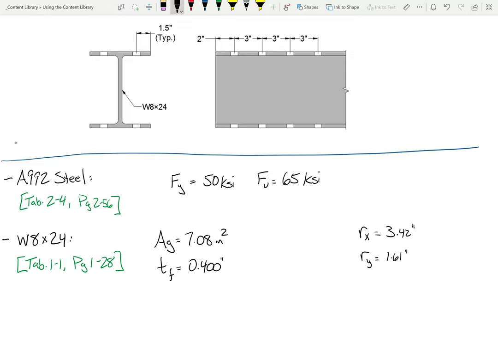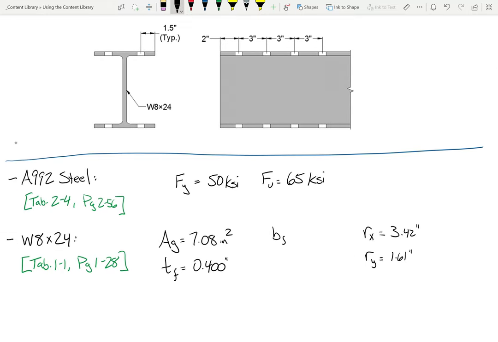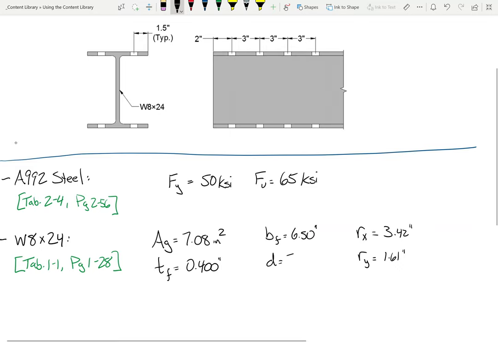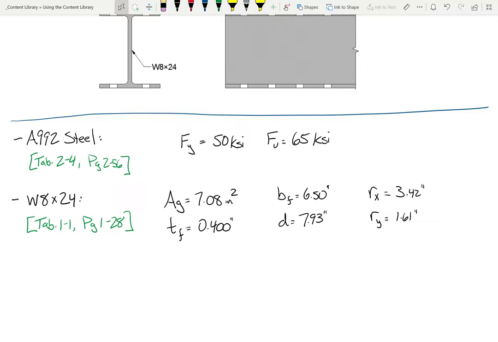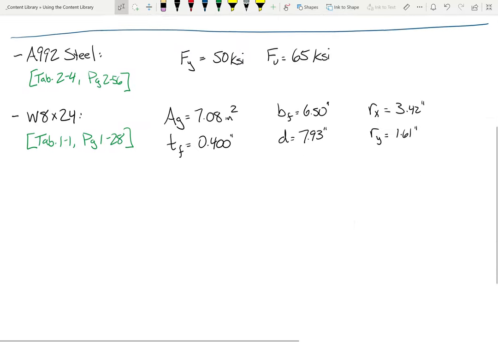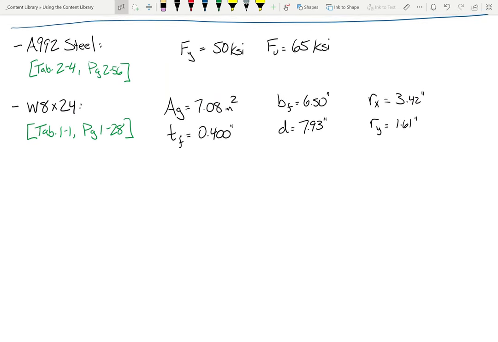Now, before we leave here, I'm going to peer into the crystal ball a little bit, okay? And I'm going to ask for two more quantities. I'm going to ask for the flange width and D. And I'm sure some of you are thinking, why is he asking for that? Trust me, it'll make sense. What is B sub F? 6.5. And what about D? 7.93. There you go. So the depth should be about 8 inches. It won't be perfectly 8 inches, but if you look at all the W8s, the depths are around there. Make sense?